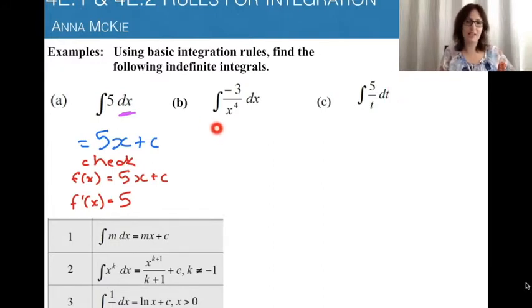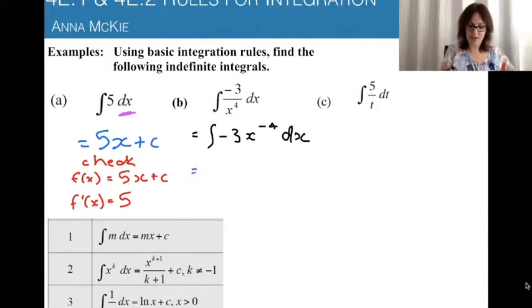Number 2, the part B here. This roughly matches rule number 2. The difference is, though, it's a fraction. So let's rewrite that first without the fraction. I'm going to keep the integral sign because I haven't applied the rules yet, and I'm going to write it x to the power of -4 dx. And now I'm going to apply the integration rules.